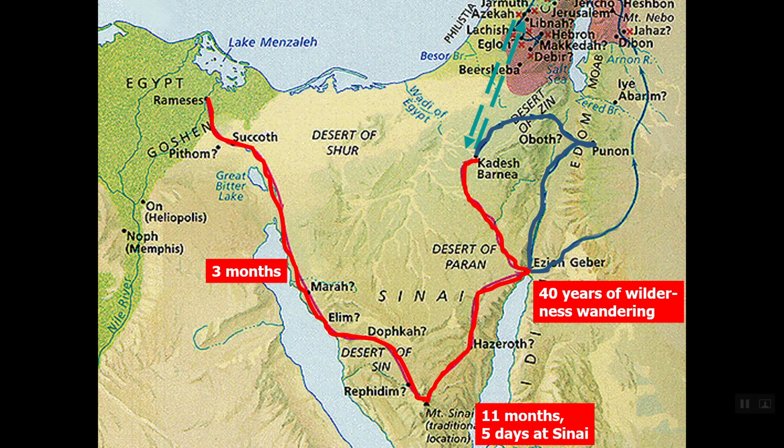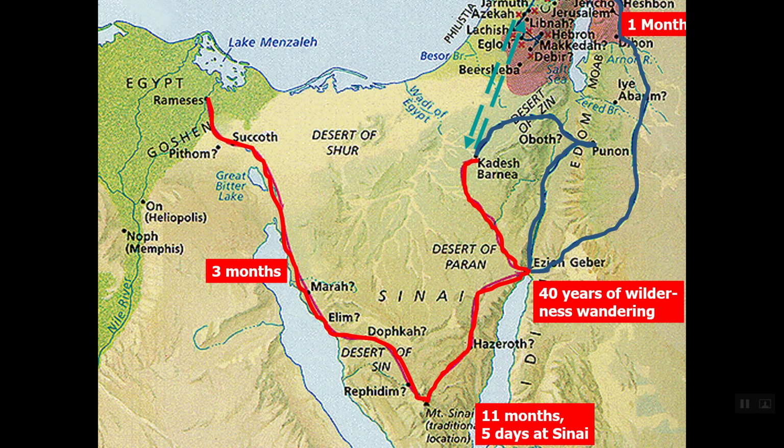So 10 of the spies are not at all optimistic that they can take the land. Only Joshua and Caleb say that they can. And that's the last straw for this generation. They've already complained a bunch. They've already built the golden calf even at the giving of the law. So now God causes that generation to wander for 40 years in the wilderness until they die out. Only Joshua and Caleb and their descendants are part of the original generation.